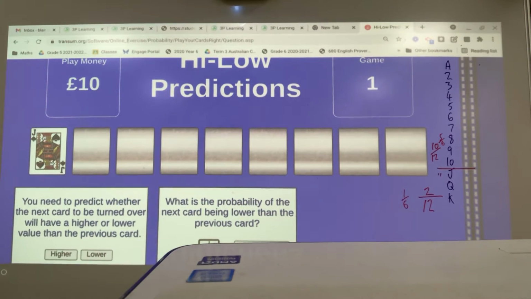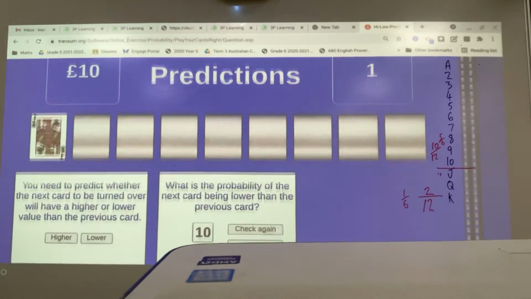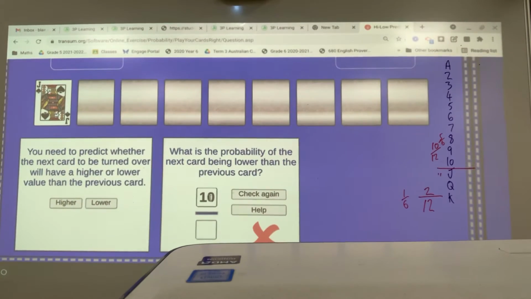What is the probability of the next card being lower than the previous card? Well, it's 5 out of 6, so I'm not sure how to write this. Maybe I'll just write 10. Let's find out. No, I've got it down here. Sorry, Mr. Blair, I didn't see the lower one. I'm putting 5 out of 6. 5 out of 6, check again.